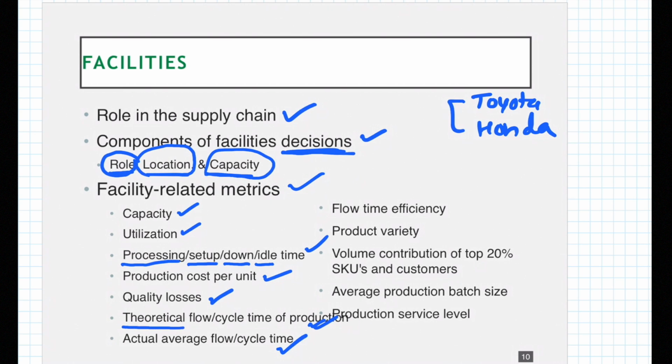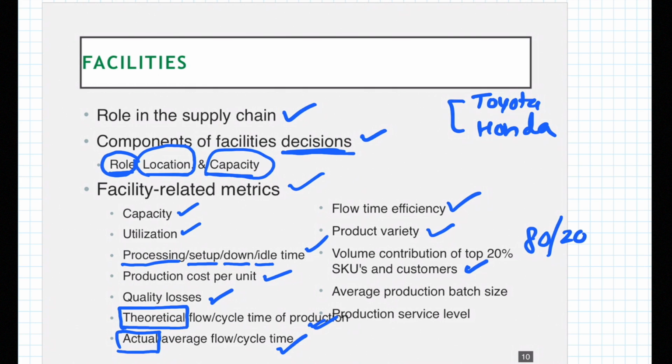Theoretical flow is when everything goes well, but in reality there could be some delays, and that is captured by actual average flow or cycle time. When we divide theoretical flow time by actual flow time, we get flow time efficiency. Product variety is another metric. So this is very important for focusing on most important products and customers.